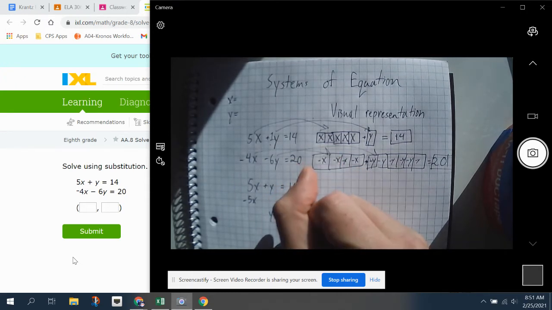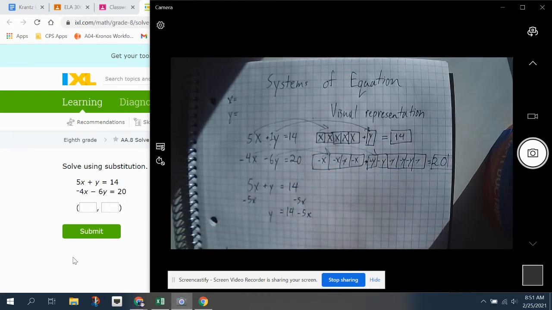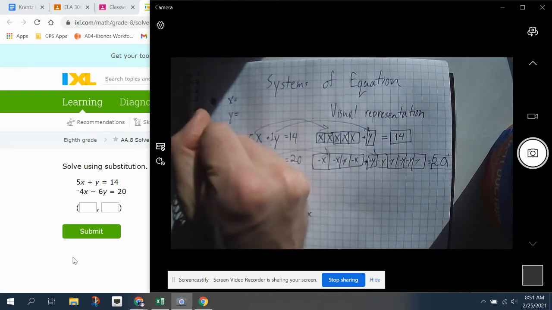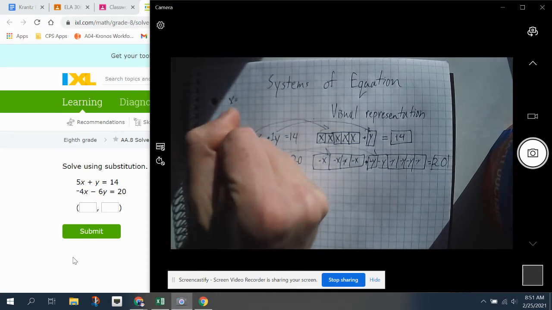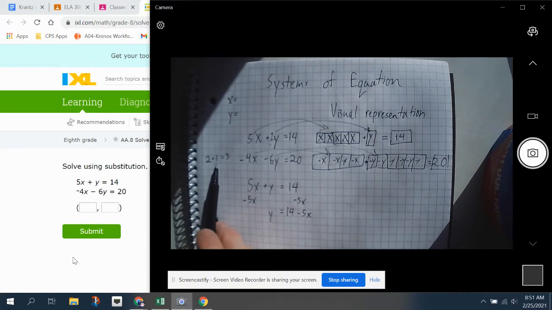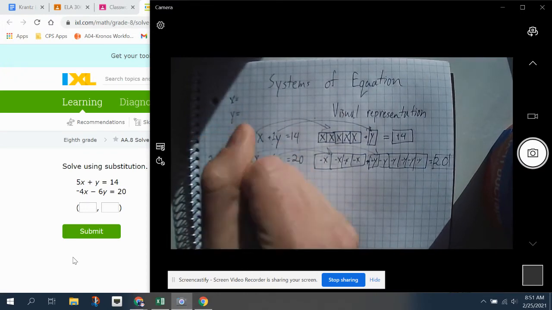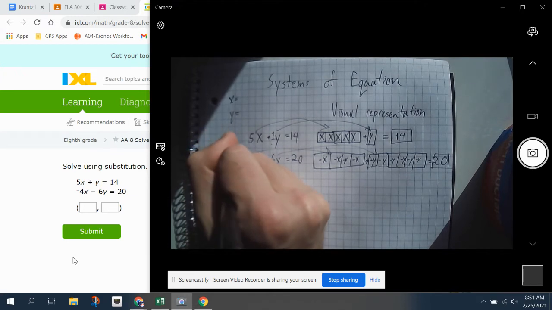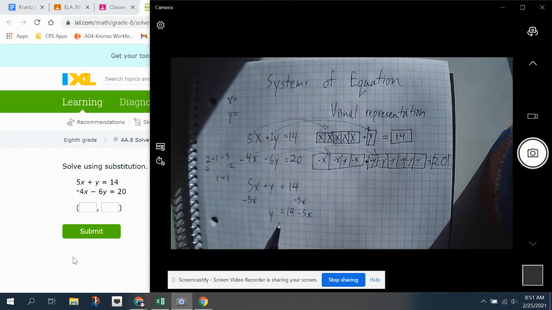14 minus 5x. If you're confused about this whole balancing thing, let's take a simpler equation. 2 plus 1 equals 3. If I want 1 to be by itself, I need to subtract 2 from each side, and I'll have 1 equals 1. That's a true statement. It's a similar thing over here. Whatever you do to one side of the equation, you do to the other side. So now I have what y is equal to.